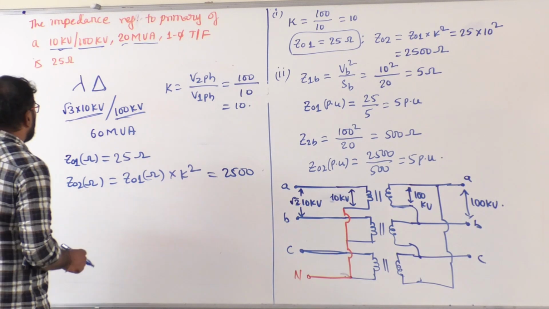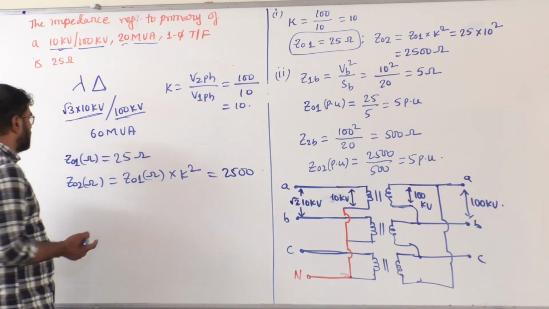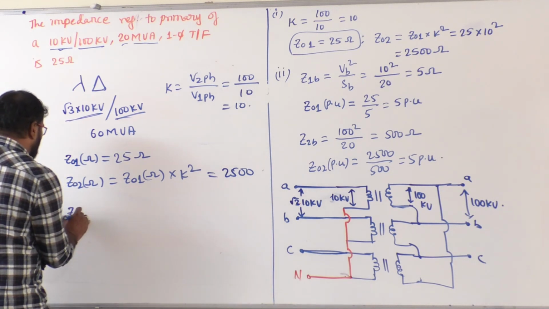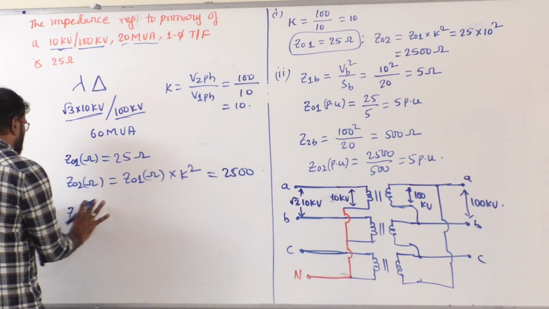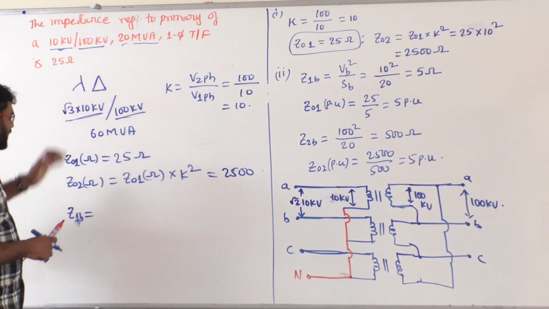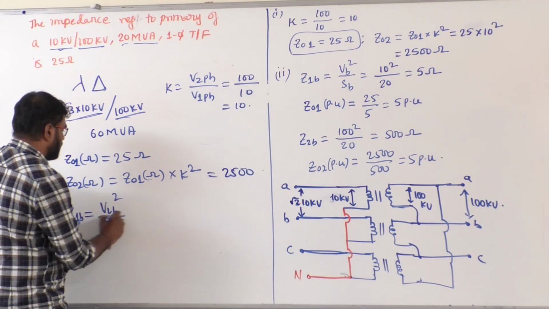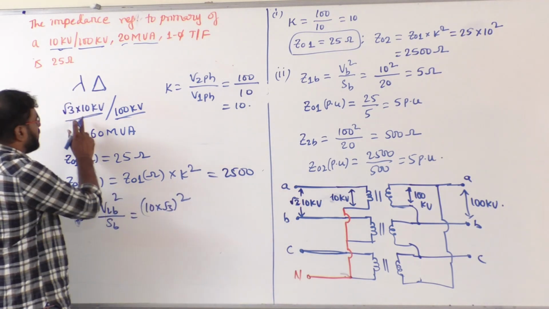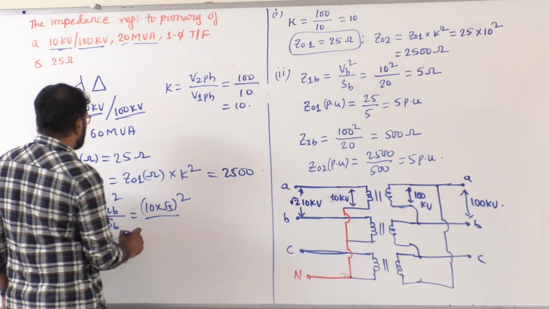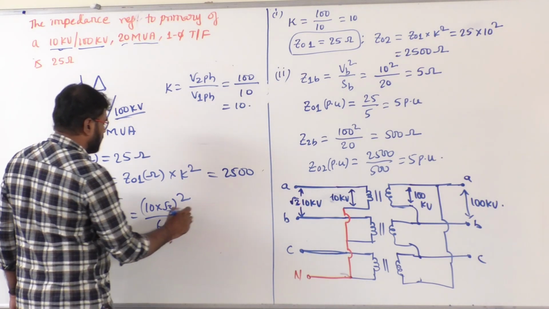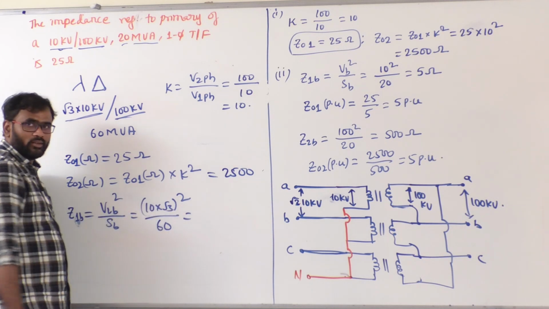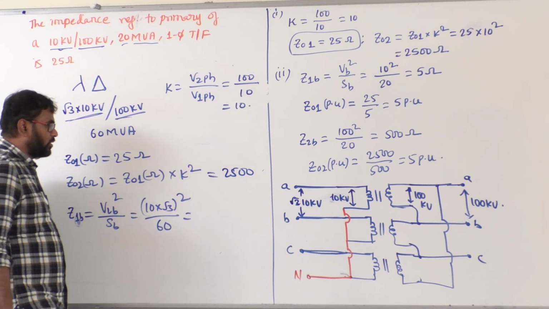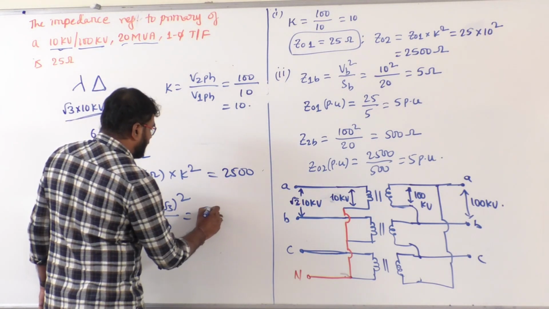Okay, anyway, the next important thing we need to calculate is the per unit impedance referred to primary and referred to secondary. What is the Z base? Z1 base, primary side. Since it is a star connection, the formula is VLB square by S base. VLB is 10 into root 3, the line voltage on the primary side, squared, divided by S base, which is 60. So simply speaking, 10 square by 20 only. So what I get here is 500 ohms.